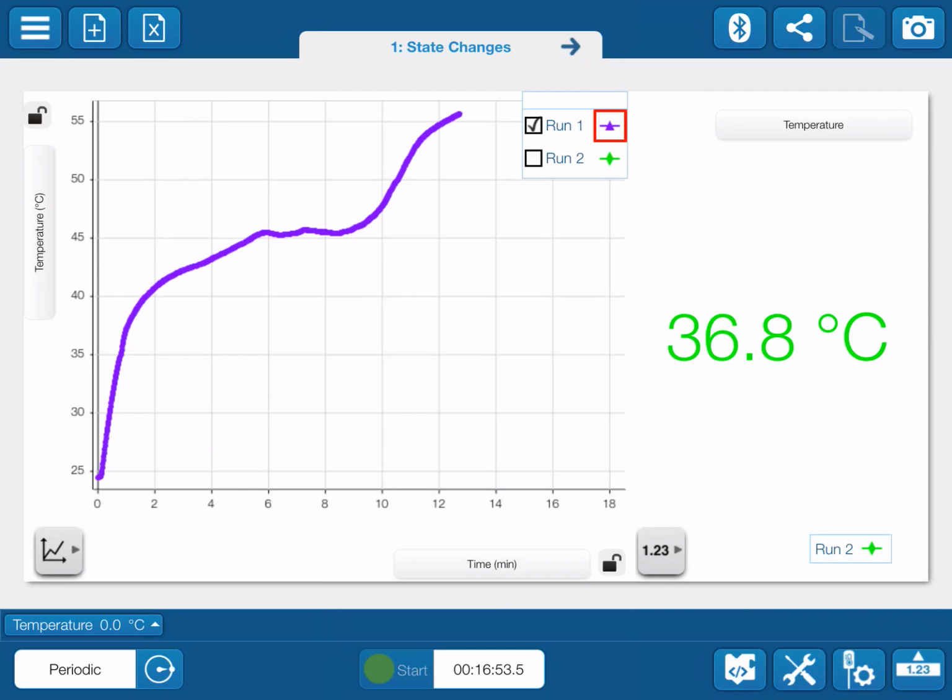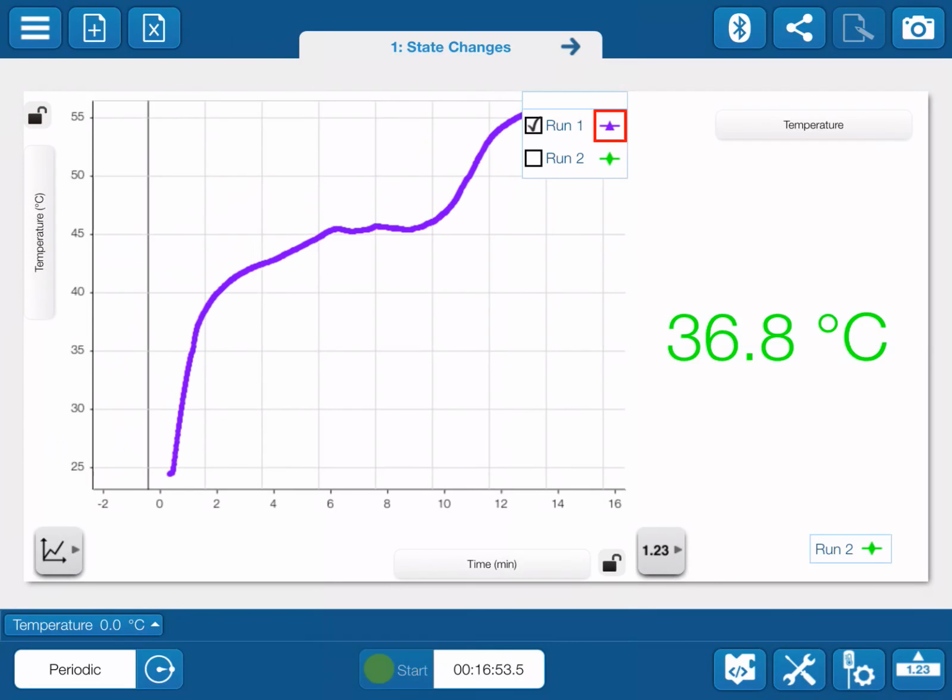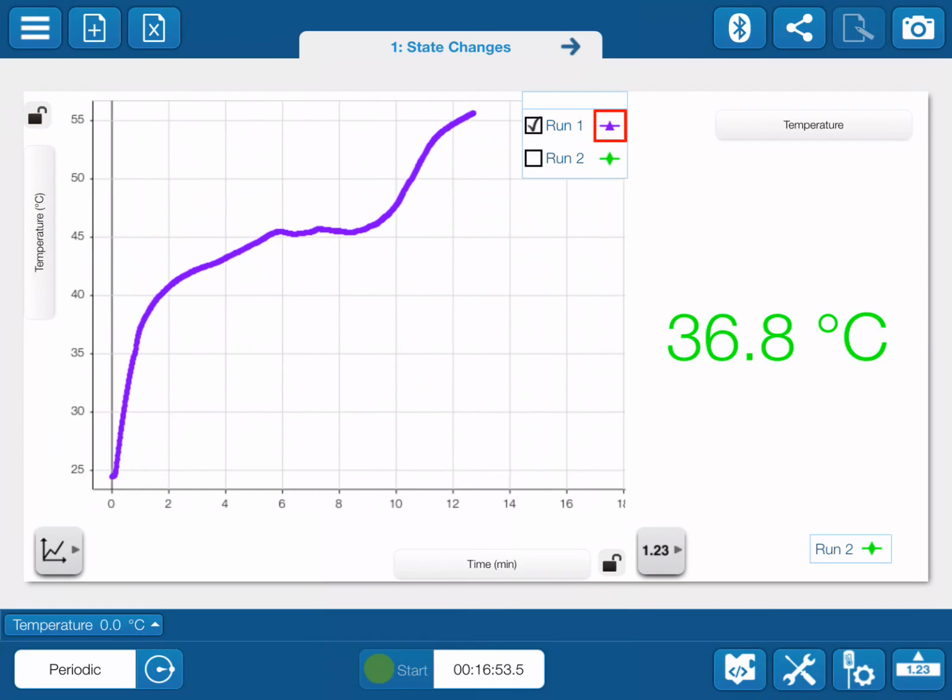Then it starts to level off here a little bit. Finally gets to a point where the slope is really almost 0. There's almost no change in the temperature from about 5.5 minutes to over 9 minutes. So there's a good 4 minutes in there where there is virtually no change in temperature. It stays about the same.